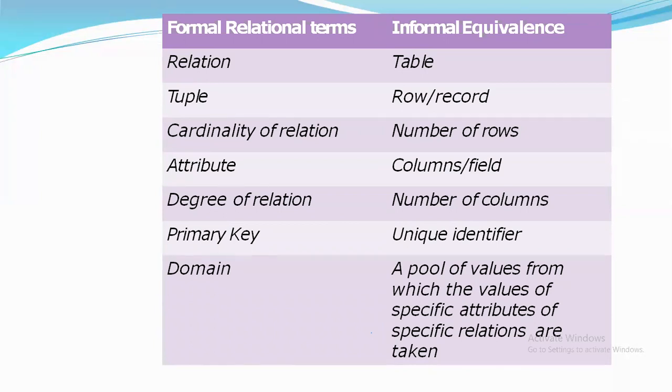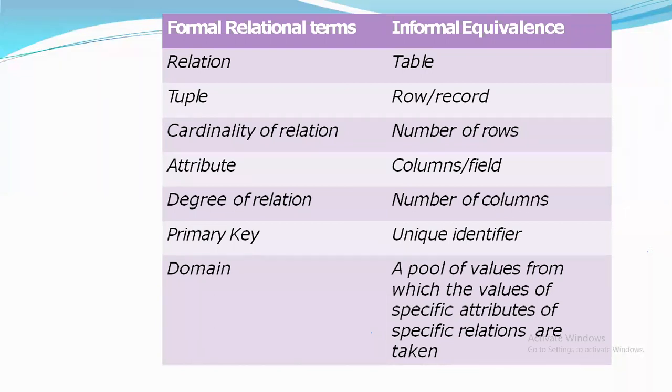So what is the relational model? In the relational model, the data is represented in the form of relations. What does relation mean? A relation is a two-dimensional structure which contains rows and columns. The rows we technically call tuples. The columns we call attributes. It supports one-to-one, one-to-many, many-to-one, and many-to-many relationships. It supports all the types of relationships.